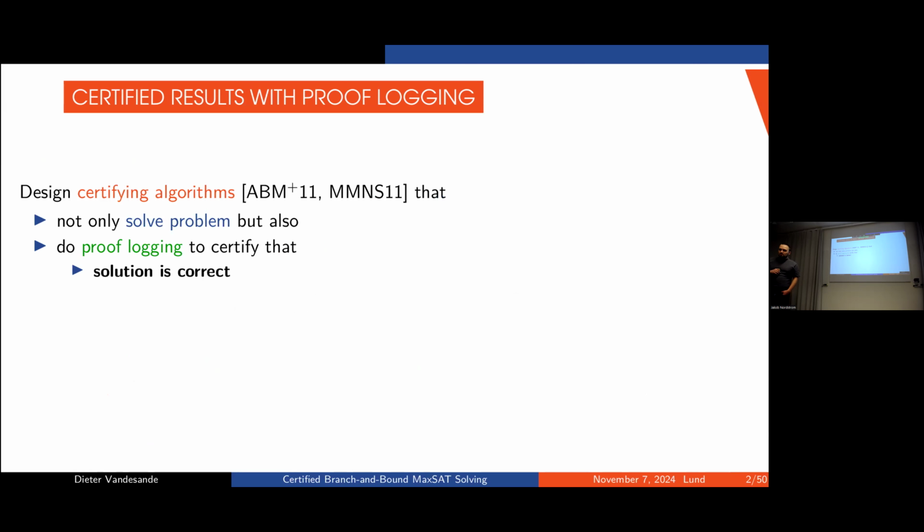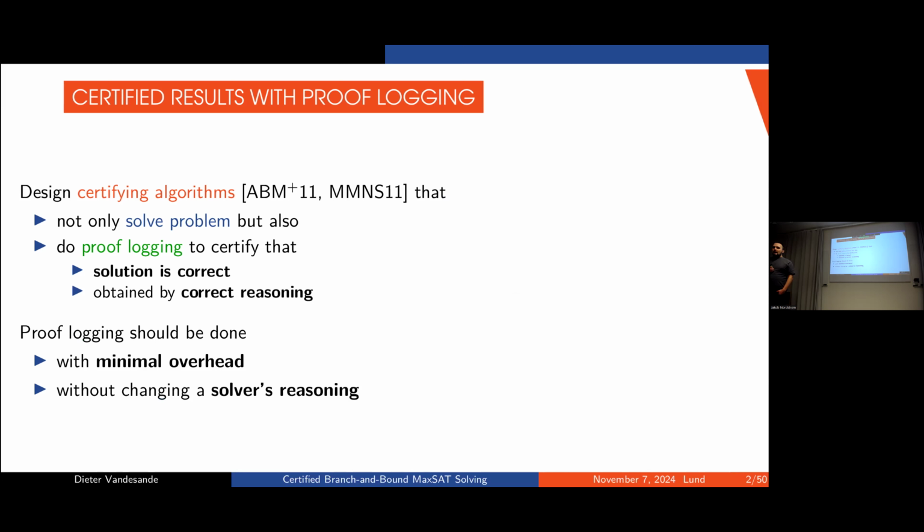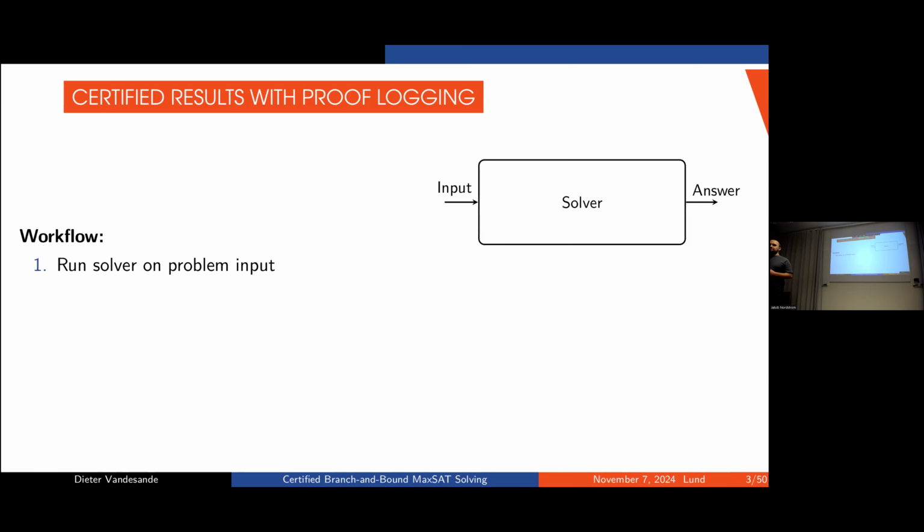So what seems to be the best way forward in this is by designing certifying algorithms. And a certifying algorithm is an algorithm that does not only solve the problem, but also produces a proof of correctness of the solution. And ideally, this proof also shows that the solution was obtained by correct reasoning. And it's important that this can all be done with minimal overhead in the solving time and without changing the solver's reasoning. And that's because we want to have these highly efficient state-of-the-art solvers at our disposal, but with the extra of having proofs of correctness.